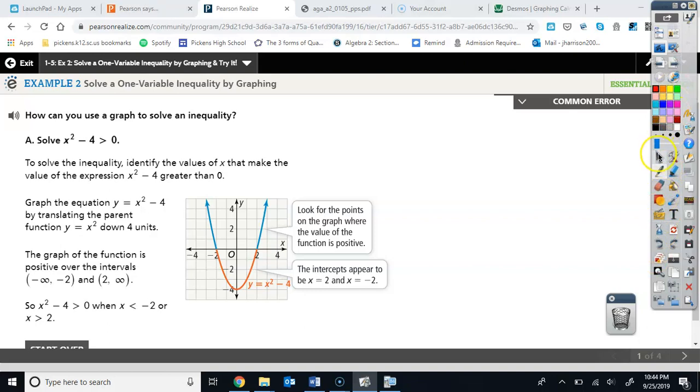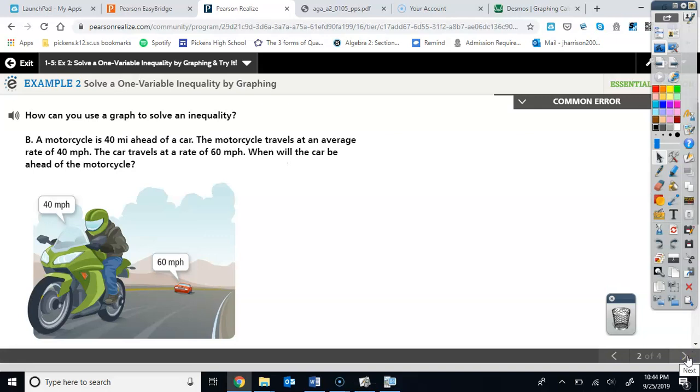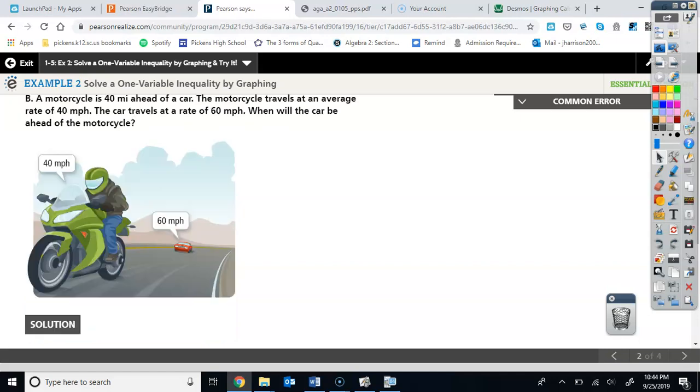Sometimes, just like some of those earlier examples we did a little while ago, you may have two graphs that you want to compare to find out when one is better than the other or less than the other. We did that a little bit with our cell phone example the other day. So you have this example here of a motorcycle that is 40 miles ahead of a car. The difference, though, is the motorcycle is only traveling 40 miles an hour. The car is traveling 60 miles an hour. When will the car be ahead of the motorcycle?